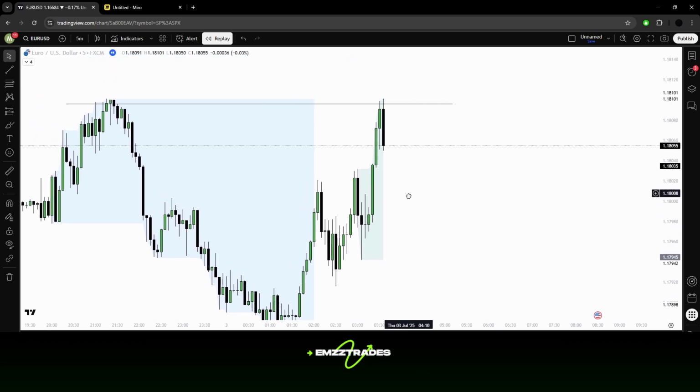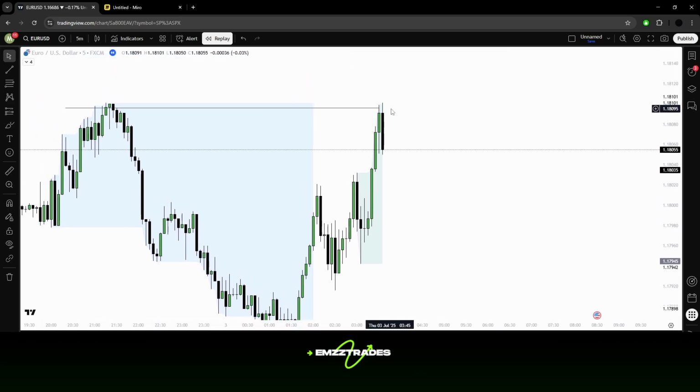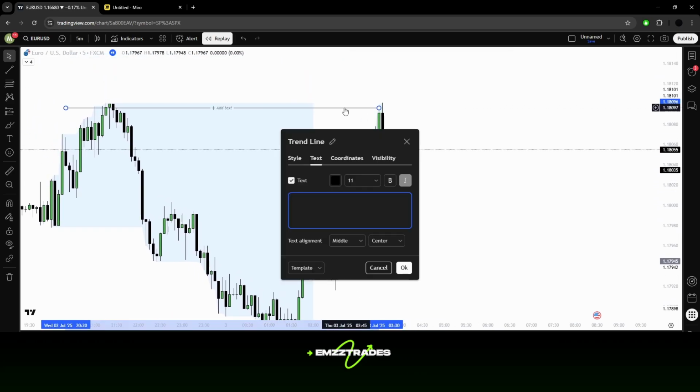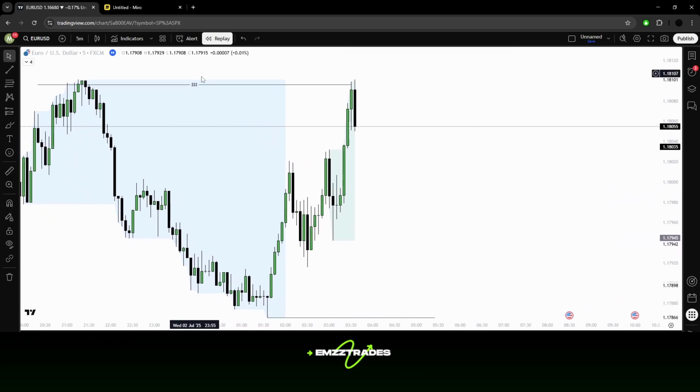You can see that it's gone up to completely smash my highs. And as soon as it smashes the highs, you can just mark this out as your liquidity area or put a few dollar signs so we can know that the highs liquidity has completely just been swept there.